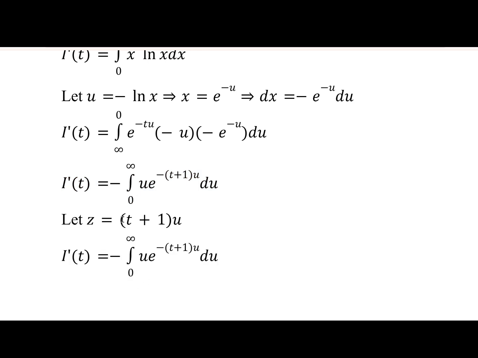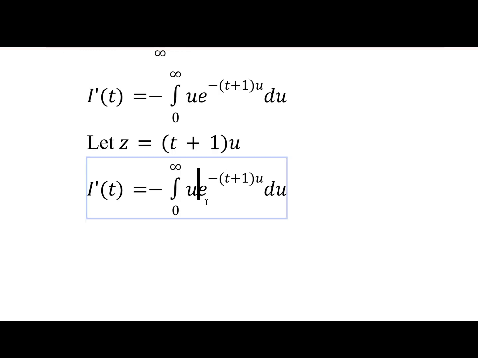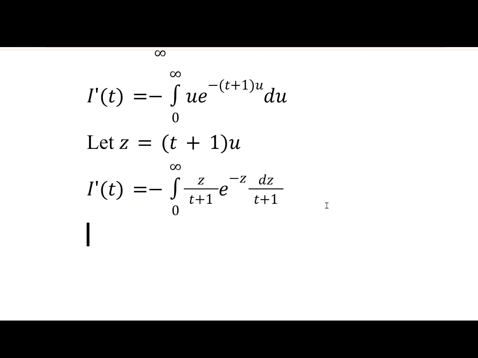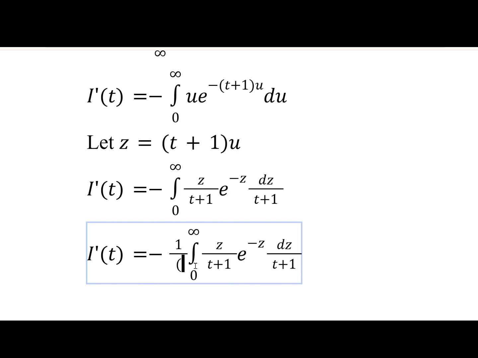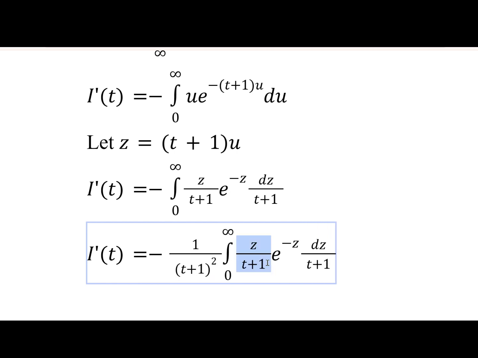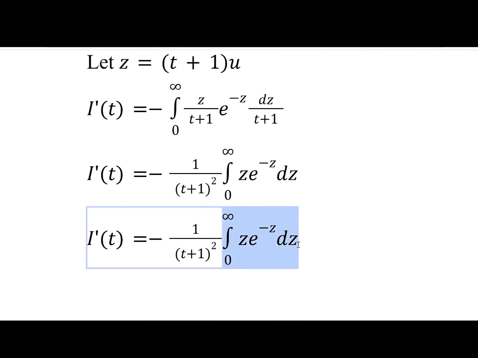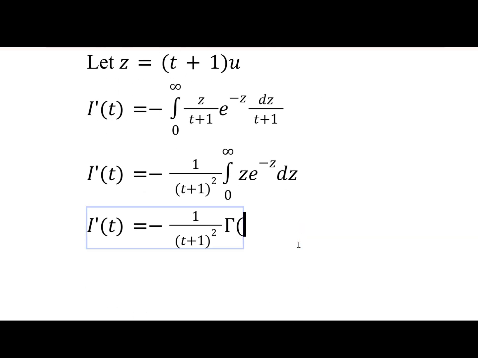So how do the bounds change? Well, they don't actually change because you have infinity times t plus 1 and 0 times t plus 1. And we're going to take t positive, which I should have mentioned. Anyway, so let's do the rest of the substitution. du will just be dz on t plus 1. And now we can take two of these t plus 1s outside, as t plus 1 squared in the denominator. And now we have a pretty nice integral, which you can do by integration by parts, but obviously it's just the gamma function at 2, or 1 factorial. So that's a pretty standard result.